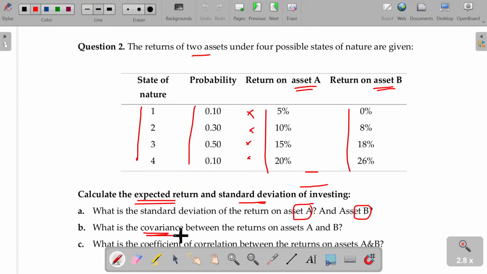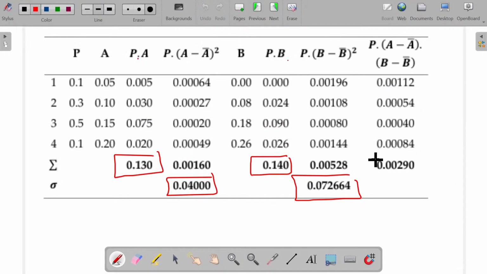What is the covariance between the returns of asset A and B? Covariance, how can you calculate? Return of A minus return of A bar, which means the mean, return of B minus return of B bar, multiply with the probability and take the summation. This is the covariance given here.